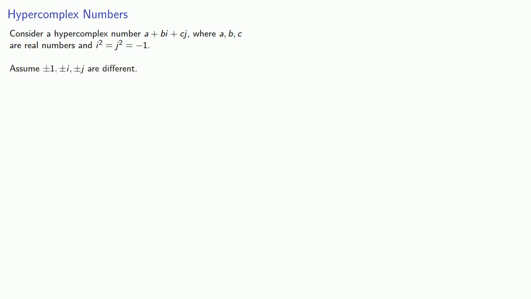So let's consider a hypercomplex number a plus bi plus cj, where a, b, and c are real numbers, and i squared and j squared are both equal to negative 1, and we'll assume that plus or minus 1, plus or minus i, plus or minus j are all different. Now, if we want to make sure the modulus rule holds for these hypercomplex numbers, then we have to extend our definition of the modulus, and the natural way to do that is to define the modulus of a plus bi plus cj to be the square root of a squared plus b squared plus c squared.